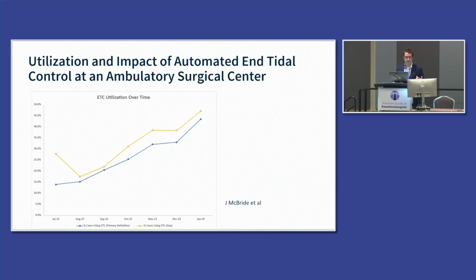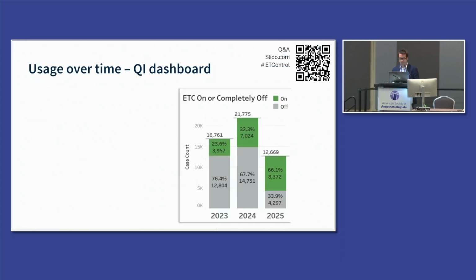This is just a graph to look at the end tidal control utilization over time. As you can see, July is kind of a part month. But over the study period between July and January 2024, it starts at 20 and starts to go up. This is just one of my internal QI dashboards that we keep looking at end tidal control usage. This is at our university hospital, and here the rollout was a bit slower. We have 120 machines at the university hospital. We were replacing them at about 35 a year.